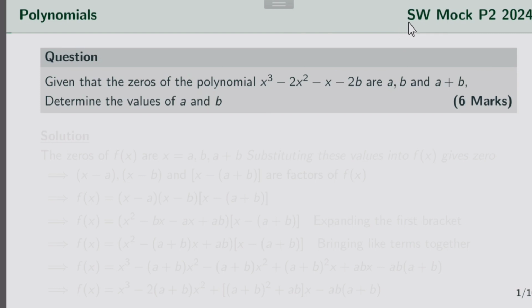This is a question from the Southwest Regional Mock Paper 2 Pure Mathematics 2024 on polynomials. And the question reads thus: given that the zeros of a polynomial x cubed minus 2x squared minus x minus 2b are a, b, and a plus b, determine the values of a and b.